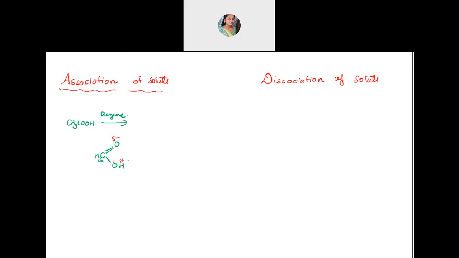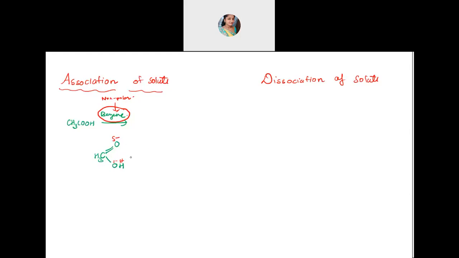Now, when you add acetic acid into benzene, benzene by nature is a non-polar solvent. It is a non-polar solvent because it has only carbon and hydrogen, where the electronegativity difference is not there, so they are non-polar. But acetic acid is a polar molecule, so if you dissolve it in benzene, it doesn't react with benzene. They don't get soluble in benzene.